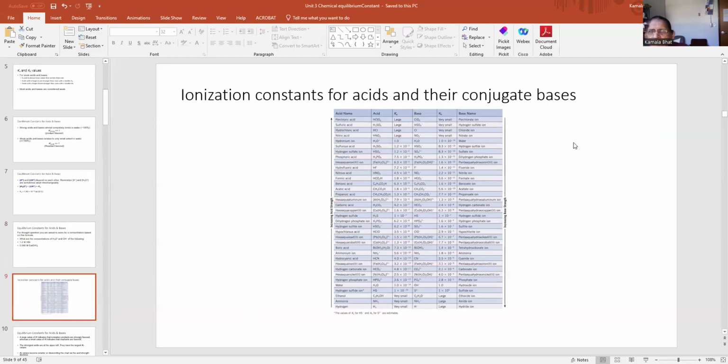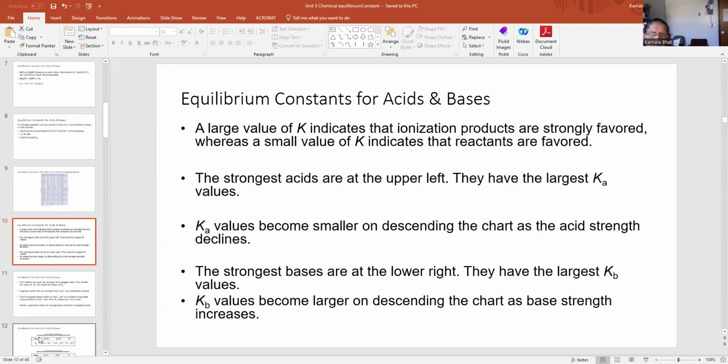And here is a list of the acid ionization constants for the acids and their conjugate bases. I want to use this chart to describe something important. A large value of K indicates that the ionization products are strongly favored, whereas a small value of K indicates that reactants are favored. The strongest acids are at the upper left of the chart. They have the highest Ka values. Ka values become smaller on descending the chart from top to bottom, indicating that the acid strength decreases.